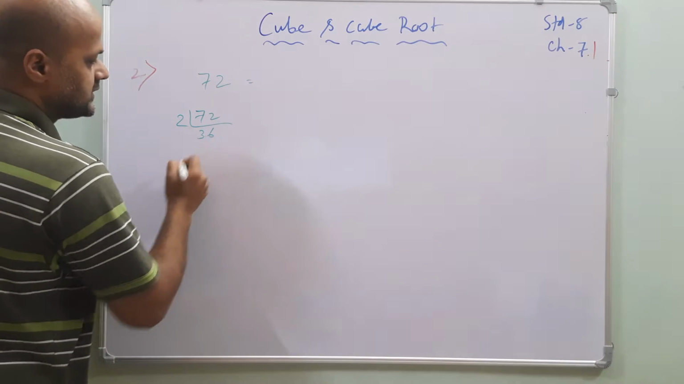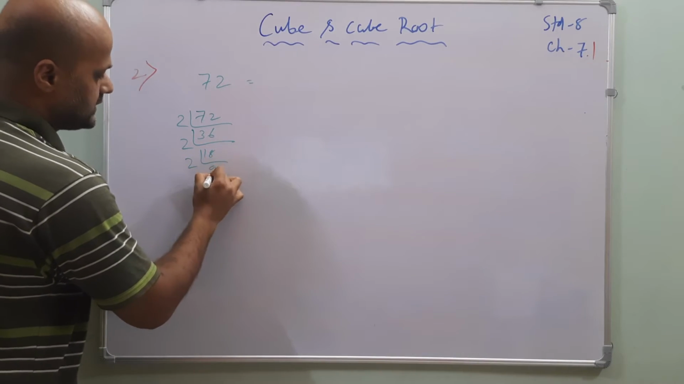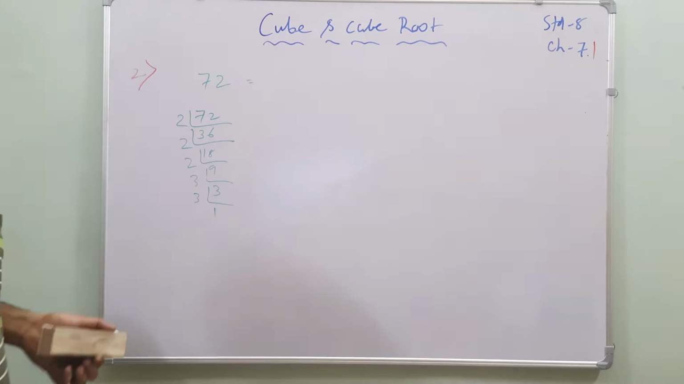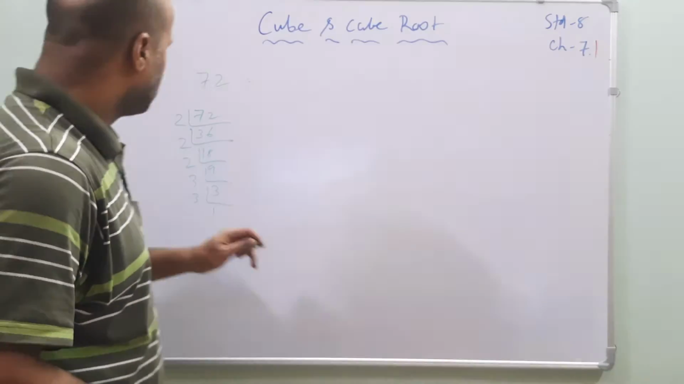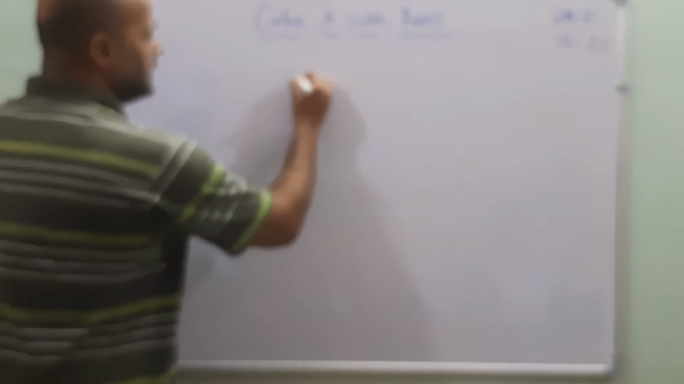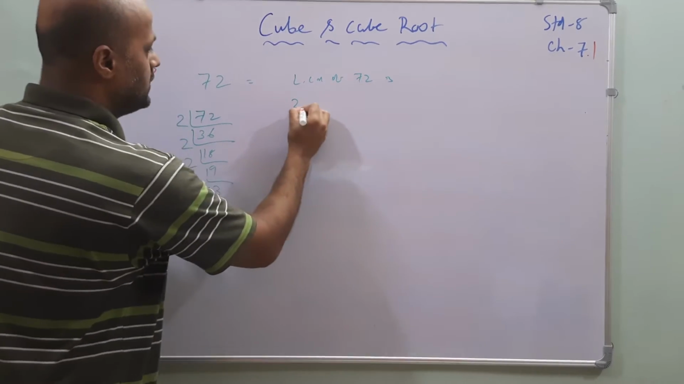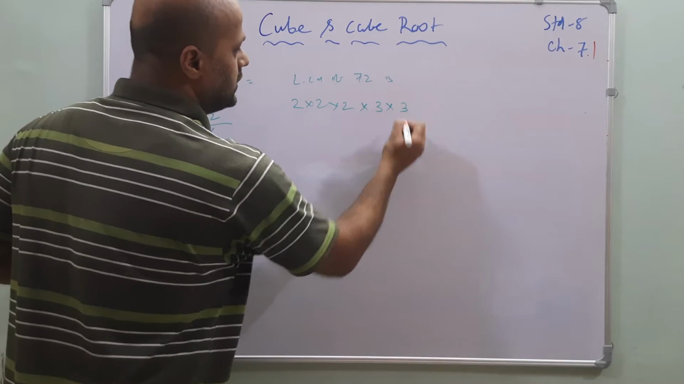What is that? 2 3s are 6, yes or no? Next, 2 18s are, 2 9s are, 3 3s are, 3 1s. Okay. Now you just tell me, to make this one a perfect cube, what is the smallest number required? So we have to write the LCM of 72, each: 2 into 2 into 2 into 3 into 3.